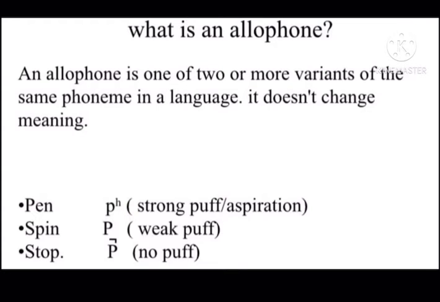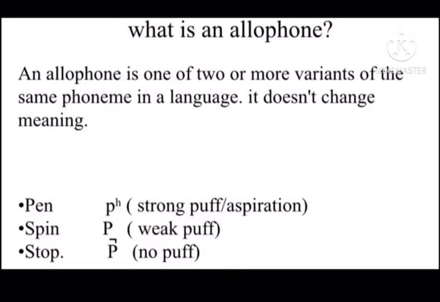What is an allophone? An allophone is one of two or more variants of the same phoneme in a language. It doesn't change meaning. As you can see, P in pen, P in spin, and P in stop. They all have different pronunciation.